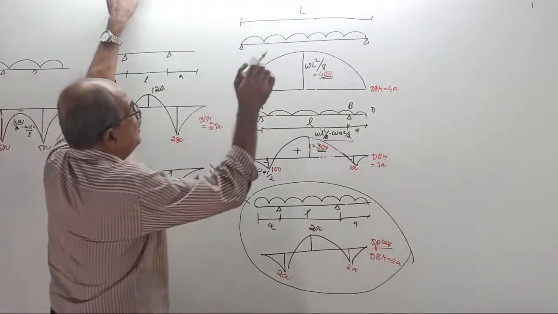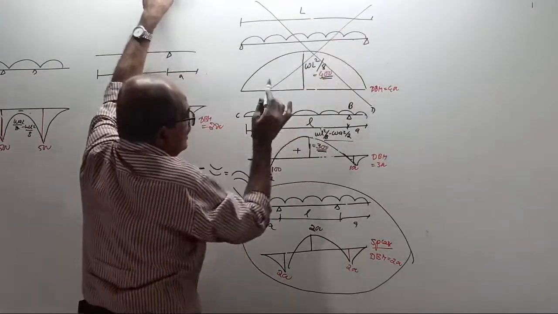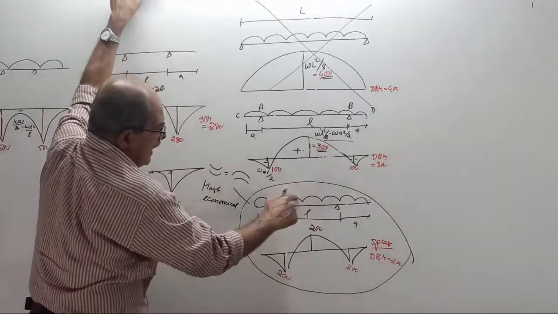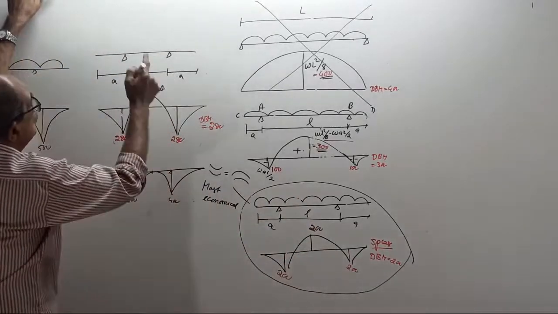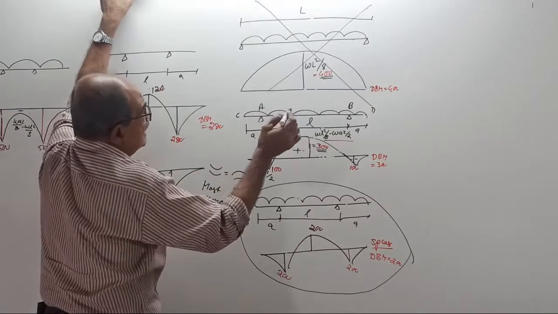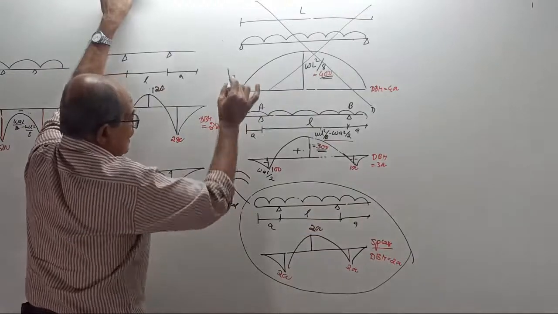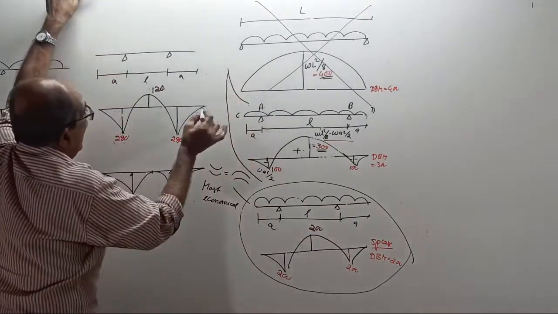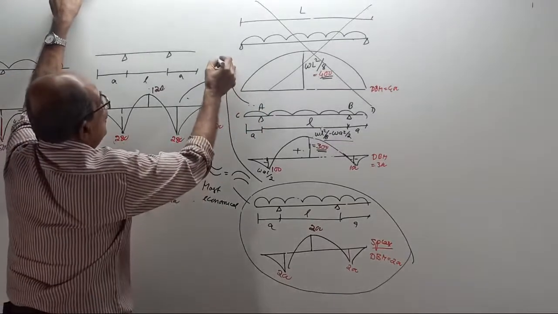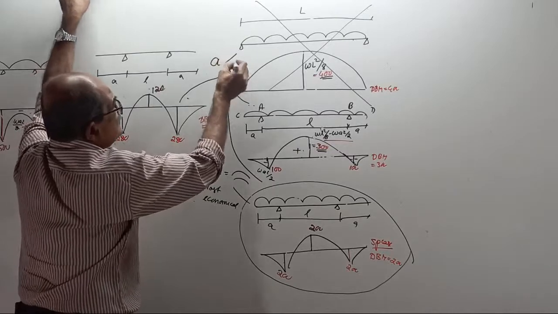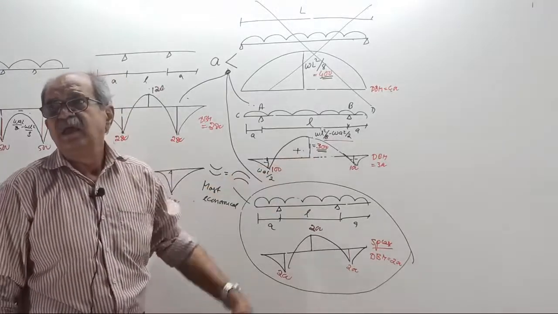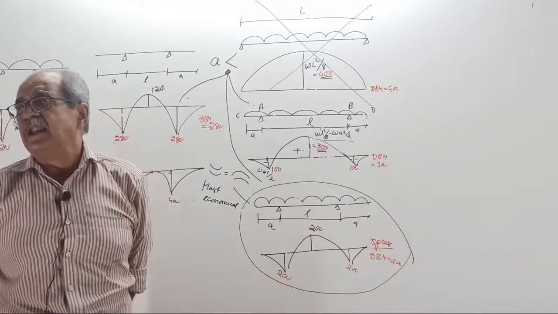Now, see, there is no overhang here. Here, negative, positive, both are there. Here also, negative, positive, both are there. Here also, negative, positive, both are there. Here, 0. Therefore, tell the condition for this case, and also for this case. For all these three cases, tell the answer. Overhang A should be less than, for getting the central BM to be sagging, we want WL square by 8 more than WA square by 2.